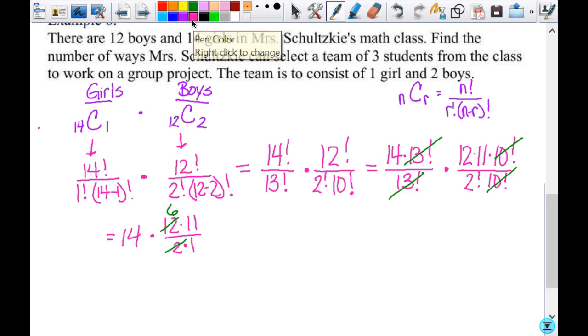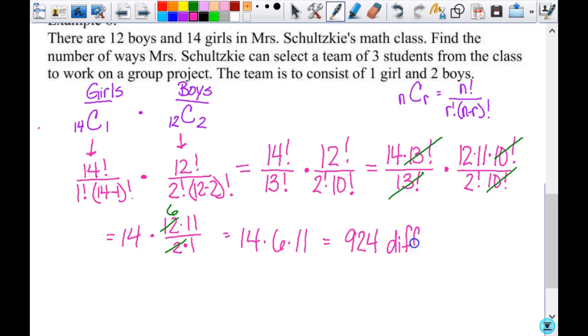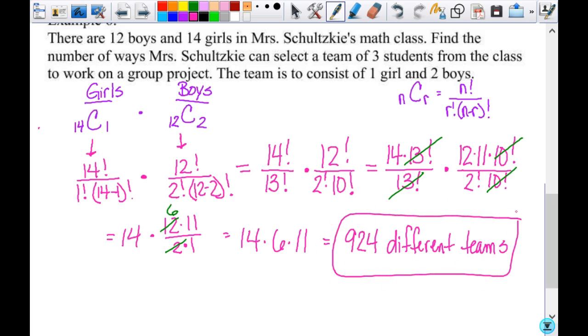So what I end up with in the end is 14 times 6 times 11, which I can look at as 14 times 66. And that is going to give me 924 different teams. Okay. Everybody okay with that? Any questions? All right, so make sure you're correctly identifying permutation or combination before you start.